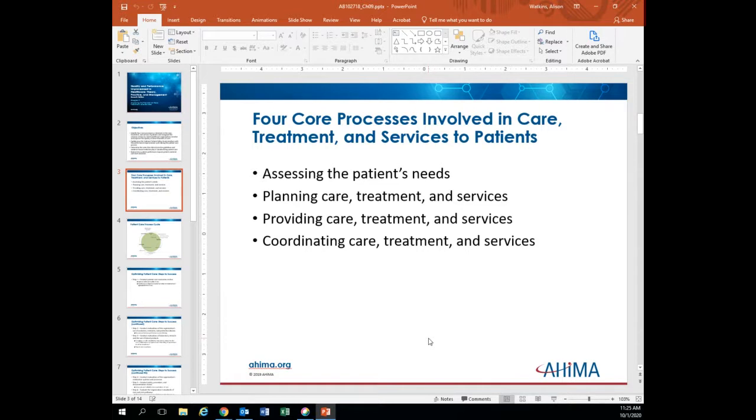We want them calm. We don't want them agitated and anxious and concerned. We want to call them by the name they want to be called. Those are just things that we can do to look at the patient's preferences.